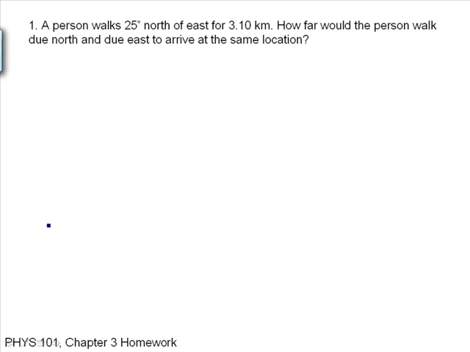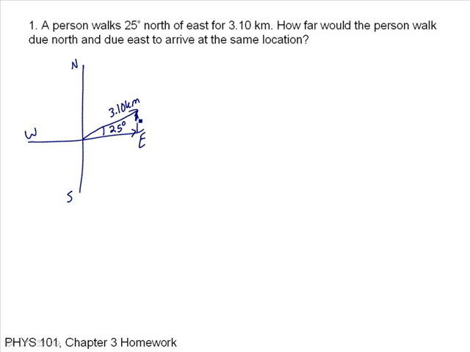Okay, this is Physics 101, Chapter 3 homework. It says a person walks 25 degrees north of east for 3.10 kilometers. How far would the person walk due north and due east to arrive at the same location? So if I draw my coordinate, this is north, south, east, and west. My person is walking 3.10 kilometers at an angle of 25 degrees north of east. So I want to know what is the x component and the y component of this vector. The x component is how far he walks east, and the y component is how far he walks north.